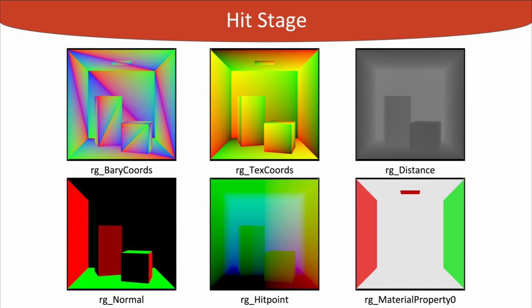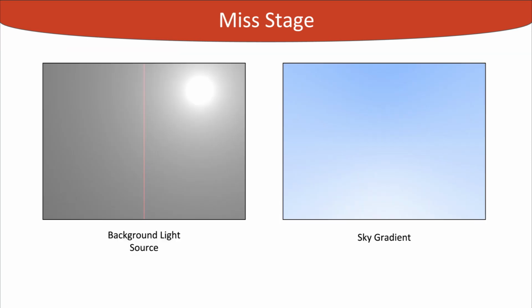Here's a preview of some of the built-ins exposed through the API during hit events. These are the values after the first bounce event. They are useful for appearance shading and next event estimation. The miss event type does not expose any geometric properties but is used for background coloring.